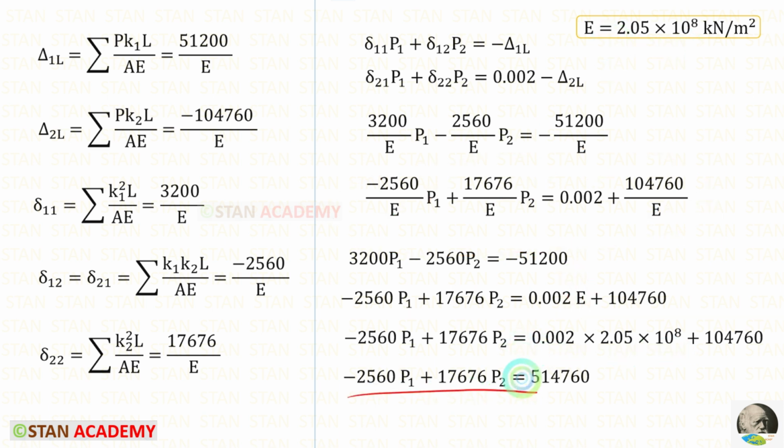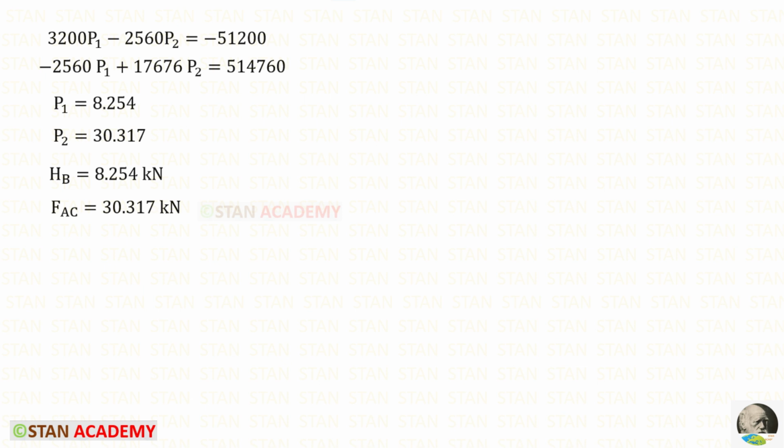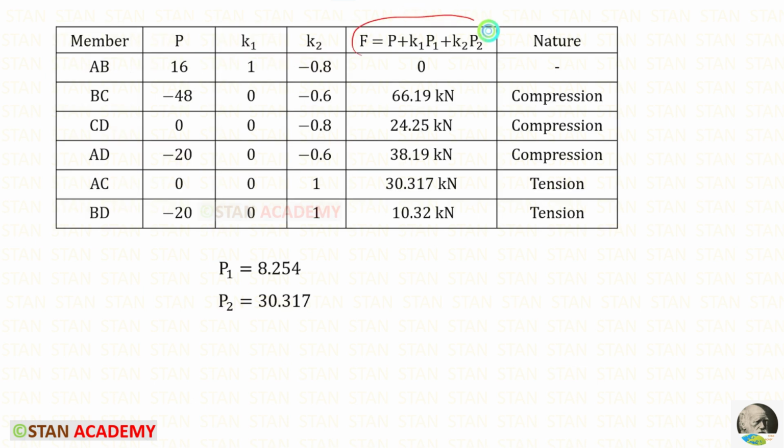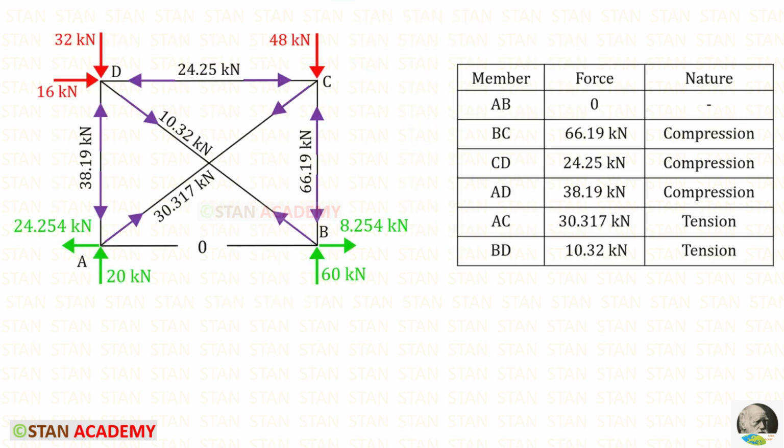Finally, we will get this equation. Now we have two equations. Solving these two, we will get HB and FAC. For both of them, we have got positive values. That means the assumed direction is correct. Then using this formula, we can find all of the member forces. Here in the truss, I have entered all of the member forces.